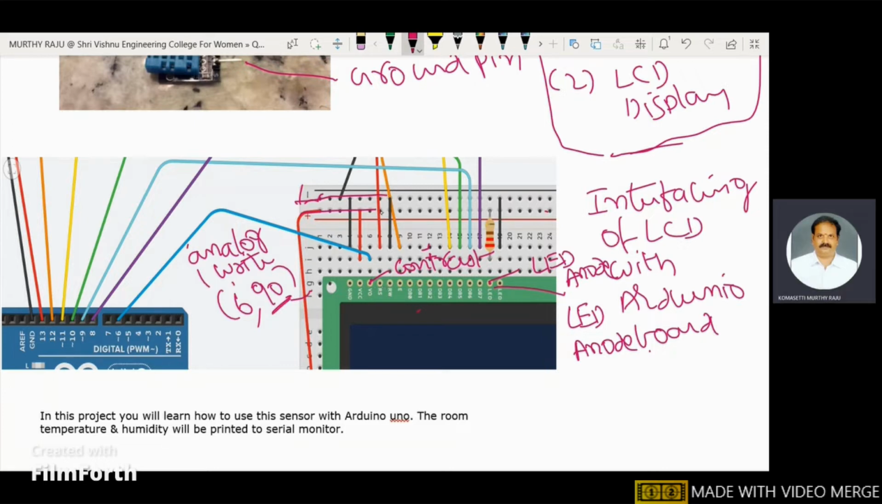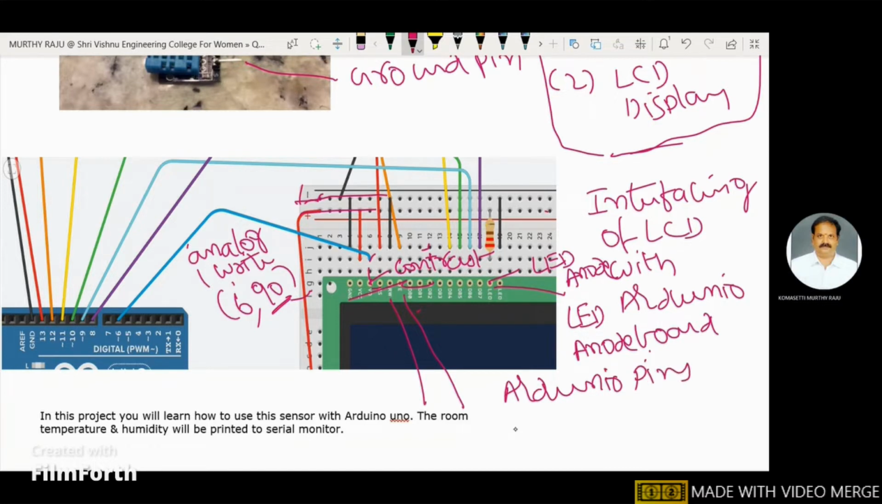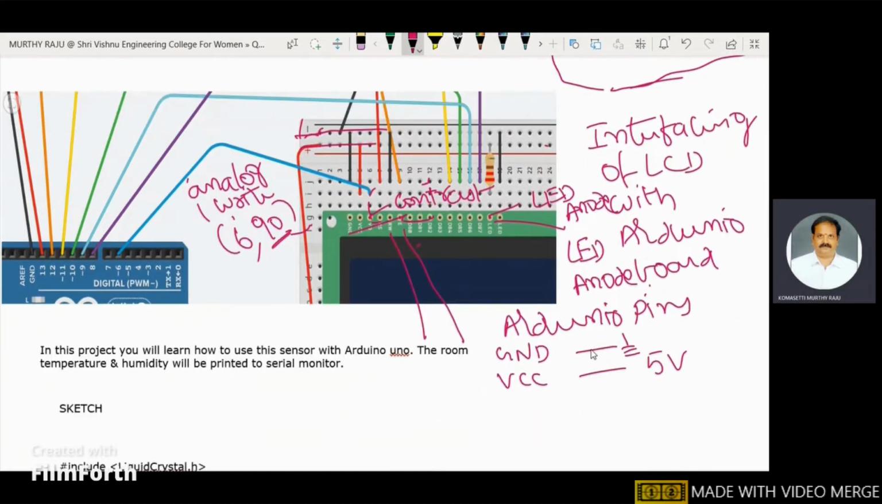RS is the register select pin, and this one is the enable pin. The register select pin is connected with the red line to some Arduino pins. First, ground is connected to the ground of the breadboard. VCC of the LCD is connected to 5 volts, the 5 volts power line of the breadboard.